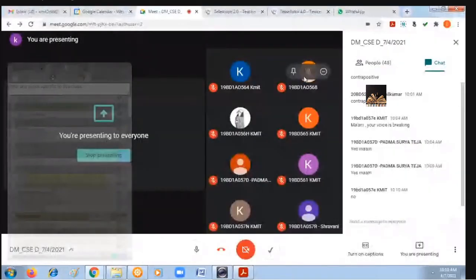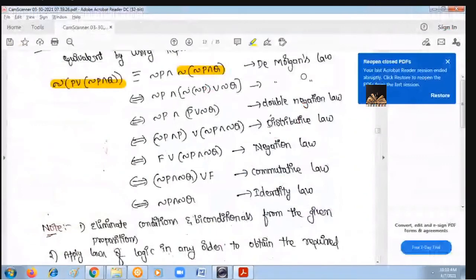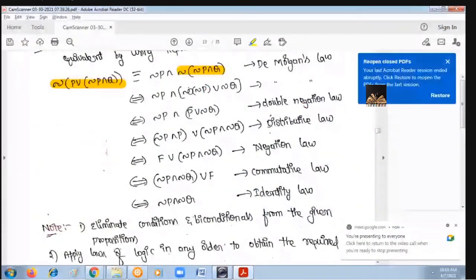Next, here negation of negation P means what? Using the double negation, it becomes P. So negation P and P or negation Q. Here the connective outside the parenthesis and the connective within the parenthesis are different, which means that you can apply the distributive law.